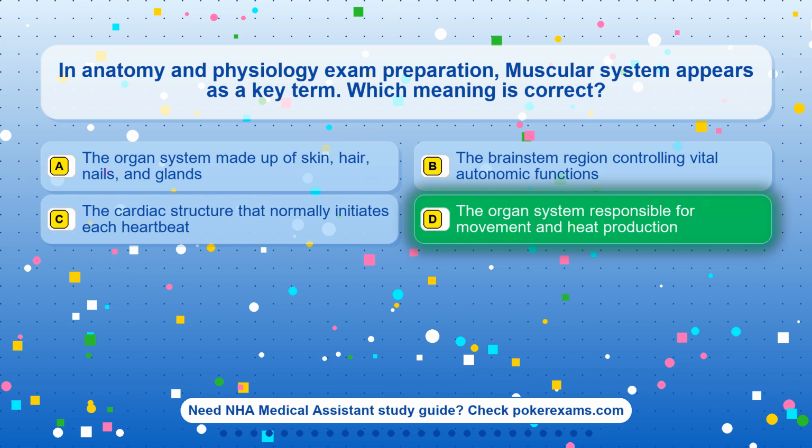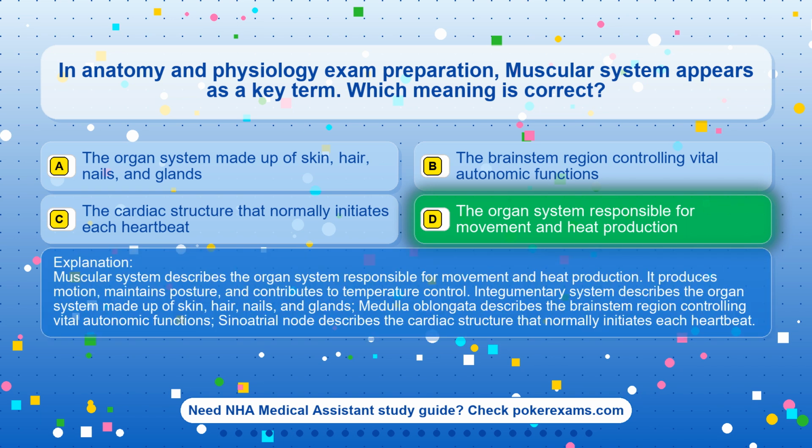The correct answer is option D. The organ system responsible for movement and heat production. Muscular system describes the organ system responsible for movement and heat production. It produces motion, maintains posture, and contributes to temperature control. Integumentary system describes the organ system made up of skin, hair, nails, and glands. Medulla oblongata describes the brainstem region controlling vital autonomic functions. Sinoatrial node describes the cardiac structure that normally initiates each heartbeat.